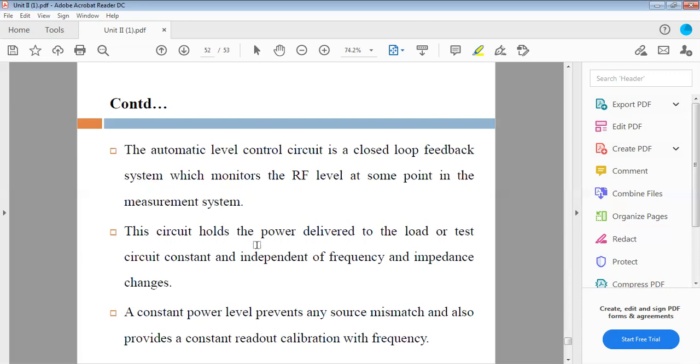So in this session we have discussed the pulse and square wave generator and sweep generator.